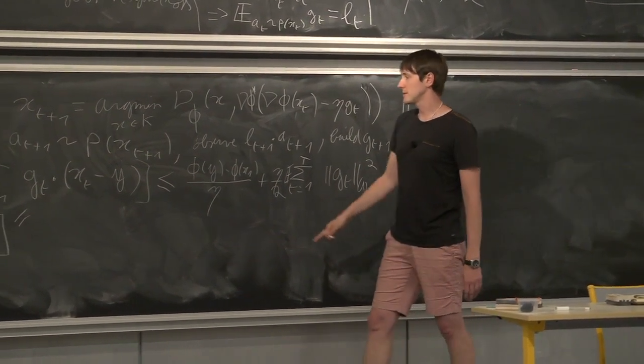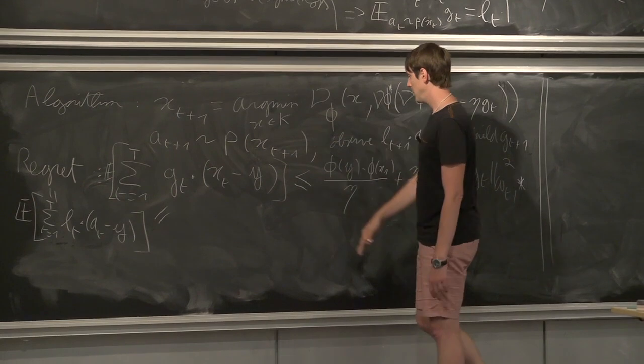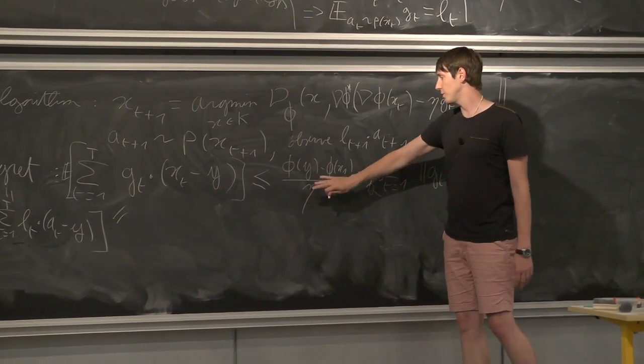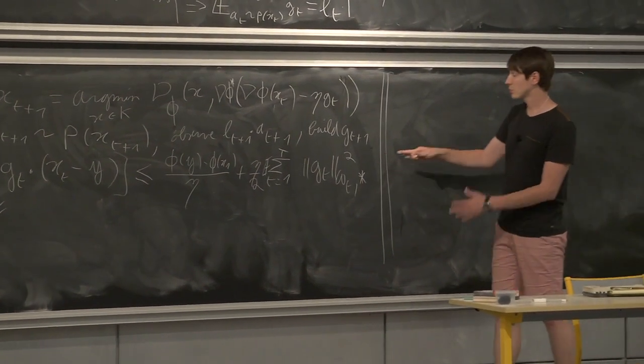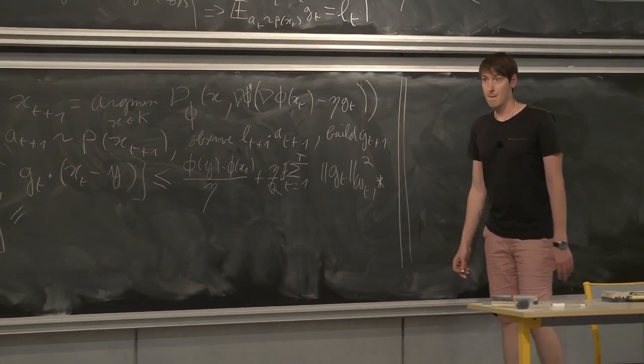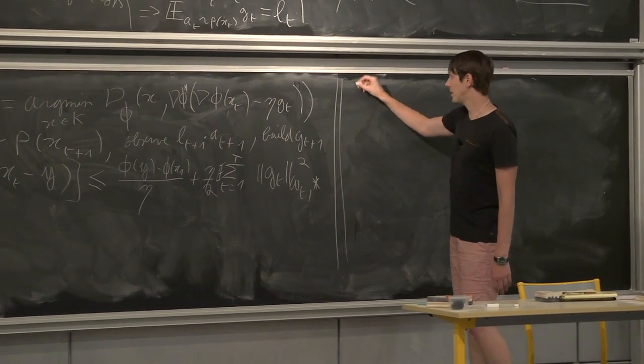Point being that the regret of this algorithm is controlled by the range of the mirror map over eta plus eta times the variance term. So all we have to do is to control the variance term now. Okay. So what is the variance term?